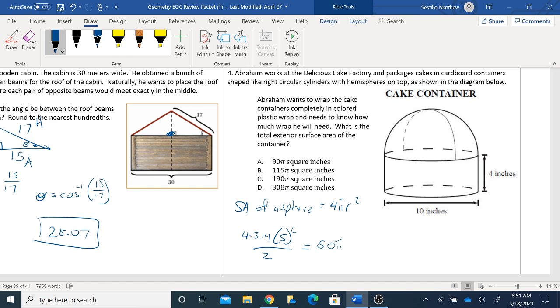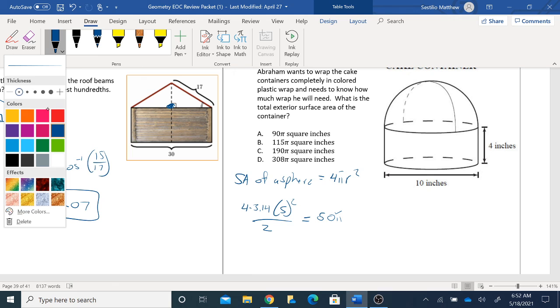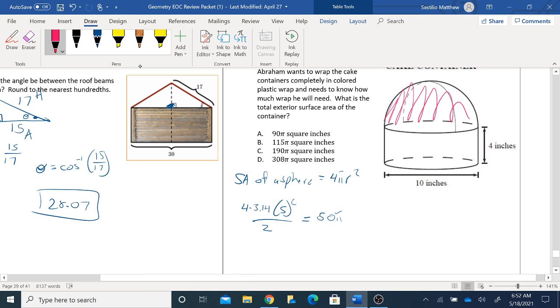And now the cylinder, we have a base that's a circle. So we can find the area of this bottom side. So there's one circle, just in different colors. So right now we did the hemisphere. So we did all this already. I'm going to do the bottom side. So just the area of a circle. So this would be pi times 5 squared, which is 25 pi. So right now we got 25 pi plus 50 pi.